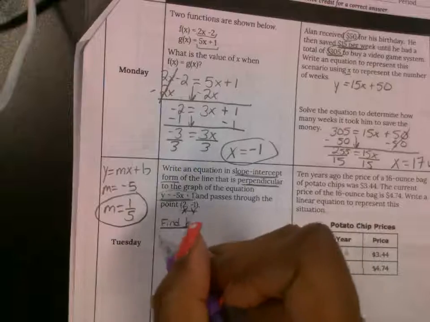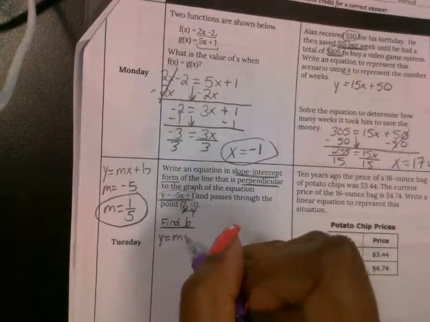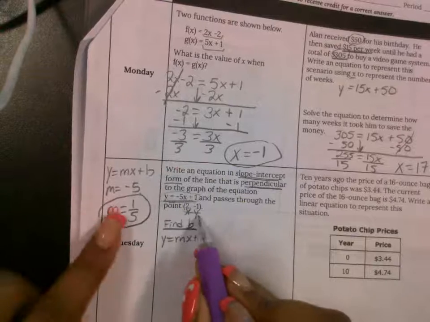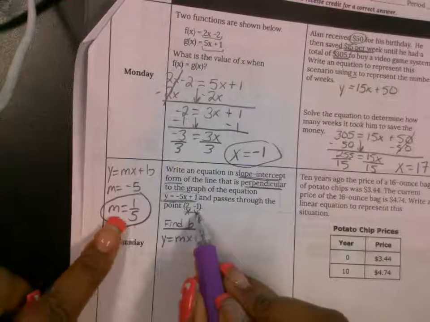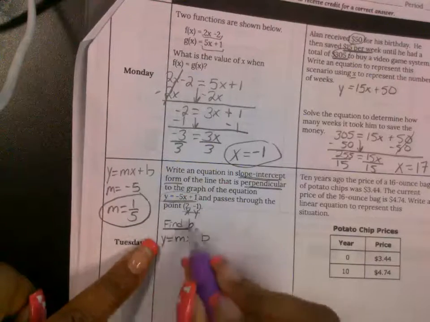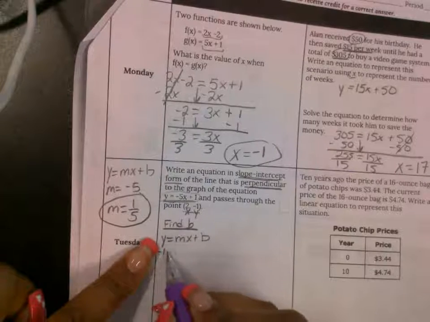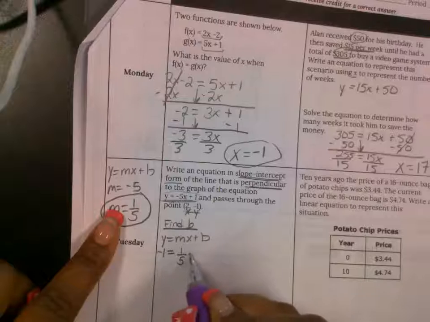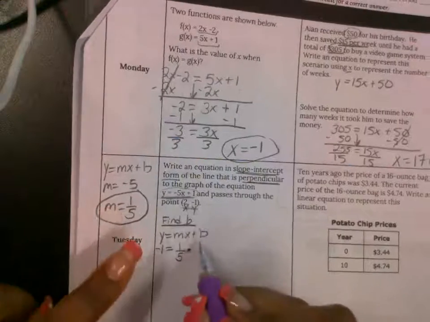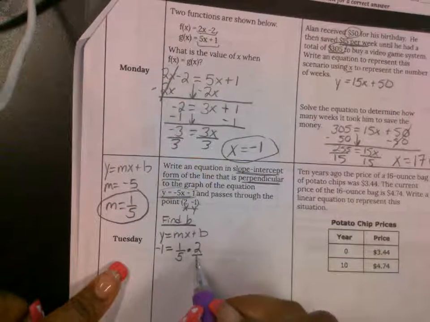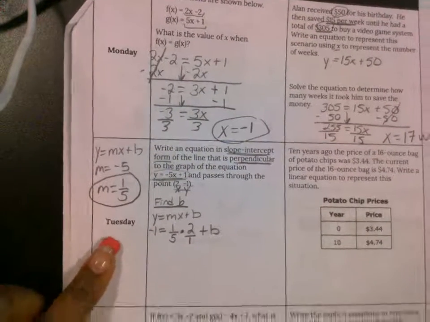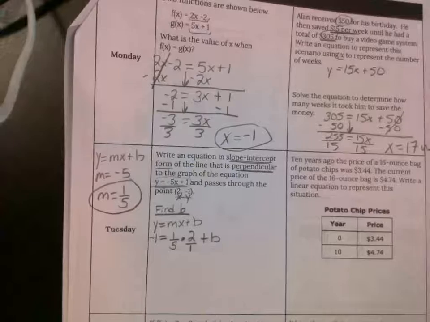Y equals mx plus b. That's what I was looking for. And the 2. Very good. So you're going to substitute this information here. Okay. So your y is -1. Your m is 1/5 times your x is 2. Write it as a fraction. That's 2/1. This is plus b. Any questions about that?